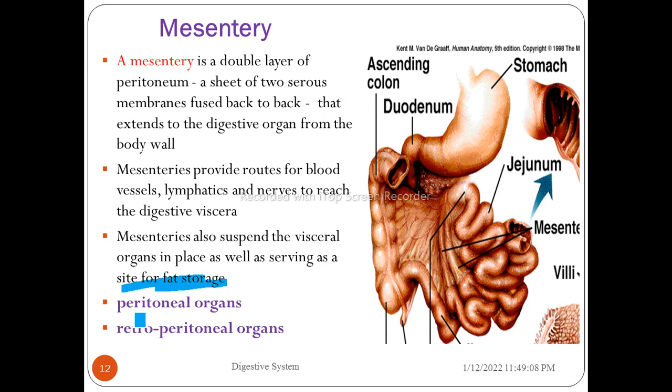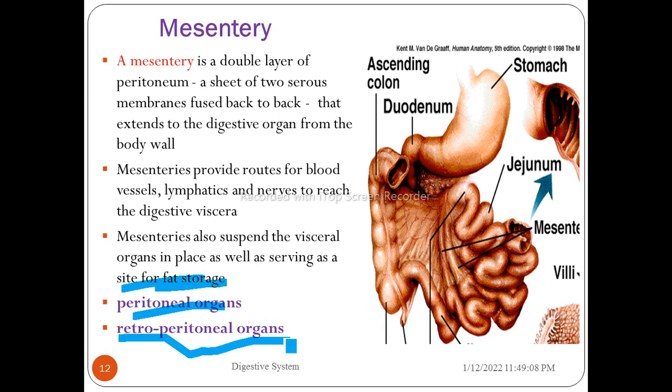The other is peritoneal organs and retroperitoneal organs. Peritoneal organs are organs which are covered by peritoneum, whereas retroperitoneal organs are organs which are found behind the peritoneum. So these organs are only covered by peritoneum anteriorly. Peritoneal organs, like the spleen and stomach, are fully covered by peritoneum, whereas retroperitoneal organs are found behind the peritoneum, but the peritoneum covers them anteriorly.